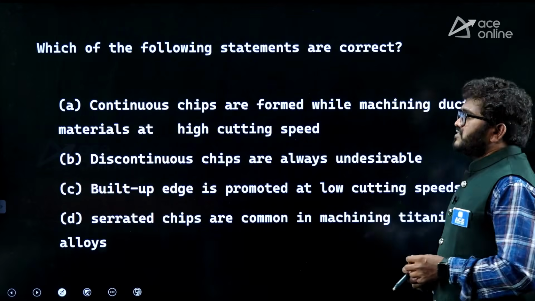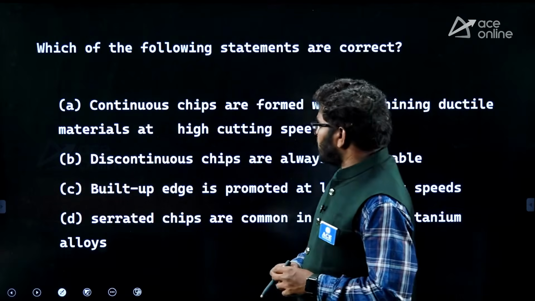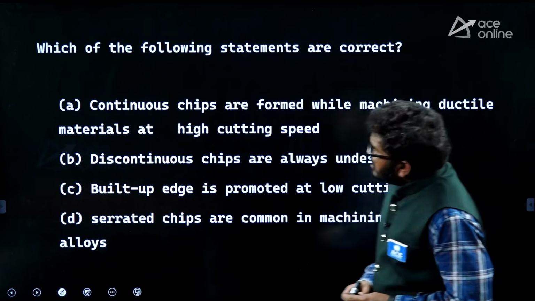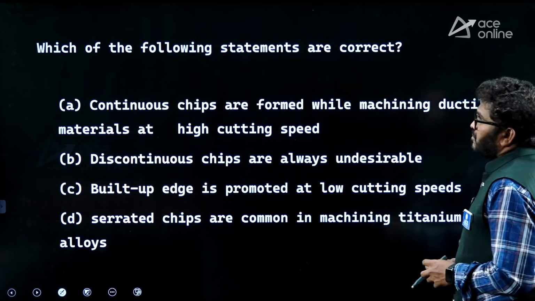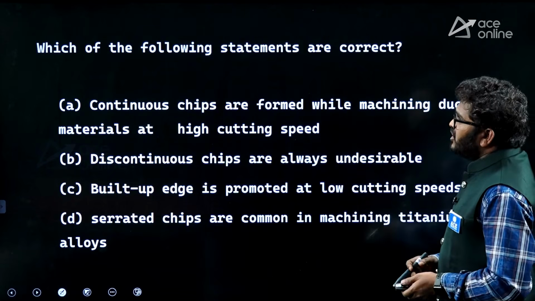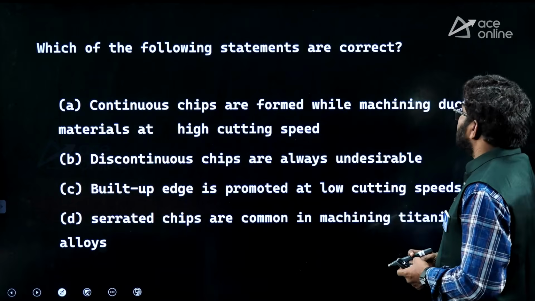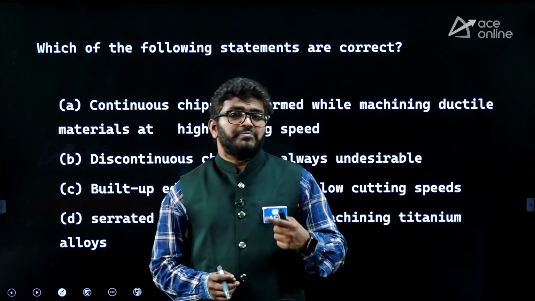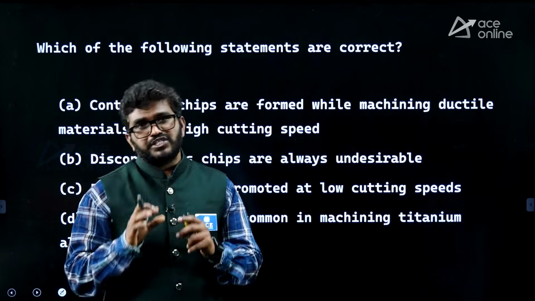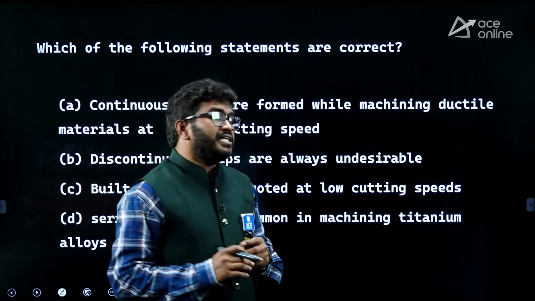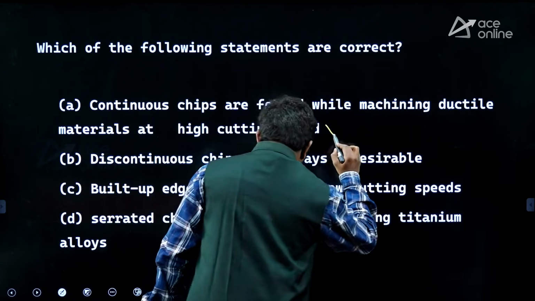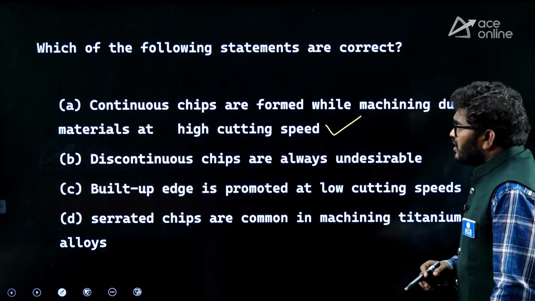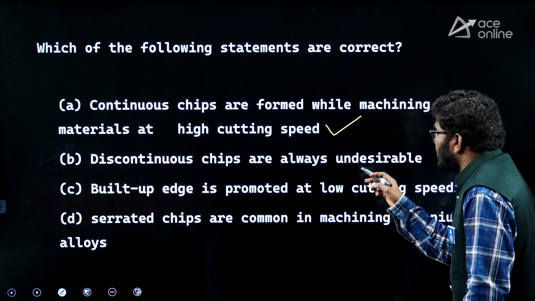Now, let us consider this statement type question. Which of the following statements are correct? First statement: continuous chips are formed while machining ductile material at high cutting speed. Remember, a continuous chip is formed for a ductile material, and the speed must be high, so the first statement is correct.